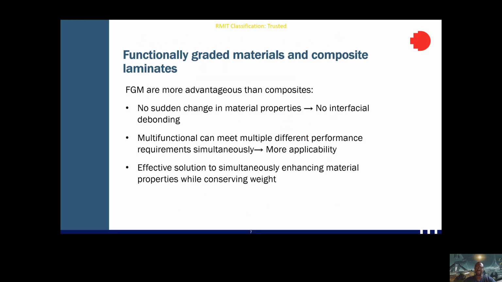And it was also observed that functionally graded materials have some advantages over composite laminates. Some of these advantages include, since there's no sudden change in material properties, functionally graded materials do not have the interfacial debonding that composite laminates experience. Functionally graded materials are multifunctional and can meet different performance requirements all at the same time, and this makes them more applicable. And lastly, they are an effective solution to enhancing material properties while conserving weight.